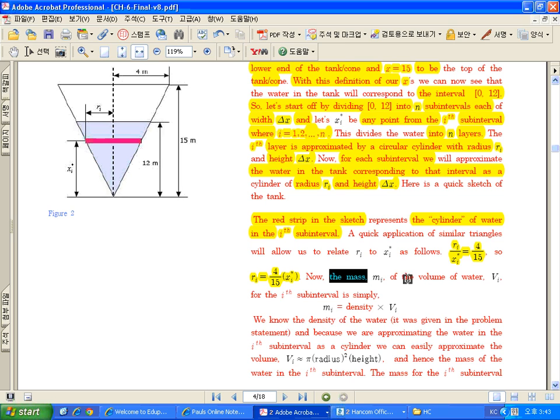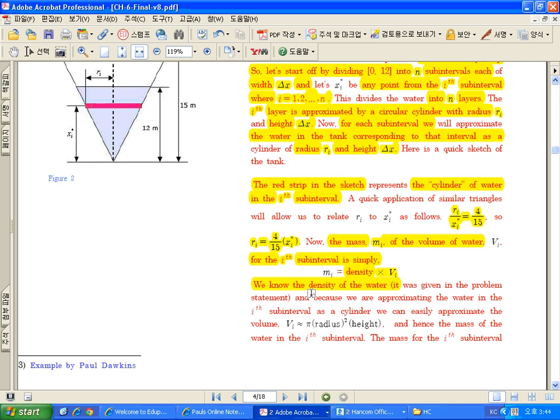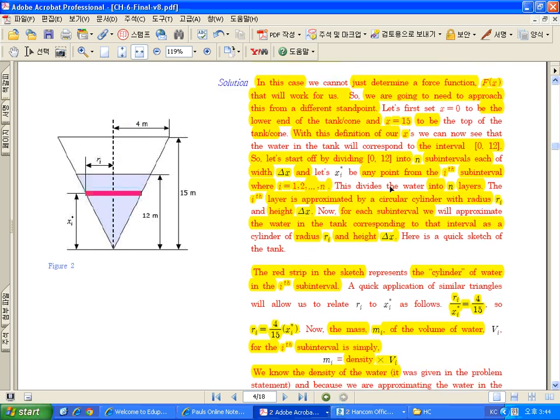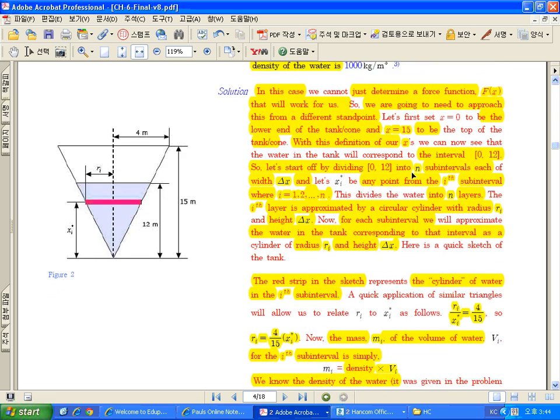Then the mass Mi over the volume of the water Vi for the ith subinterval is simply what? This mass is the volume times the density. Mi is the volume times the density of the water. So we now know the density of water as what? 1,000 kilograms per cubic meter.